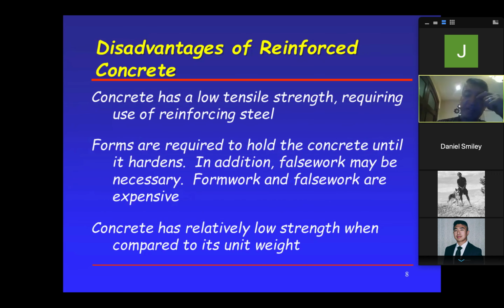Those are the advantages of concrete. Of course, there are disadvantages. So what are the disadvantages of reinforced concrete? Concrete has a low tensile strength. See that? We already mentioned that. Concrete has a low tensile strength. So I cannot build everything by concrete. I need to bring other material. Why? Because it's low tensile strength requiring use of reinforcing steel. See that? So that's a disadvantage. It would be beautiful if the concrete as a material was strong both in tension and compression, but it's not.